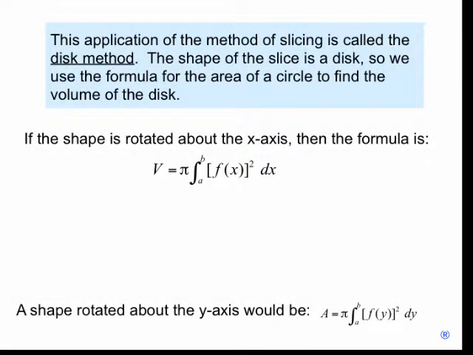This method of slicing is called the disc method because the shape of the slice you get is a disc. If we're rotating a region about the x-axis, the following formula would apply. The volume is pi, definite integral from a to b of f of x squared, f of x representing our radius, dx. You can also rotate shapes around the y-axis, and that would put our integral in terms of y.